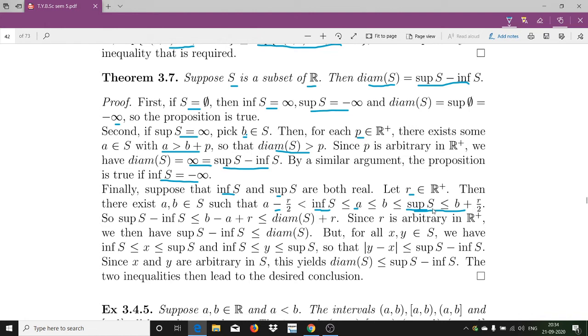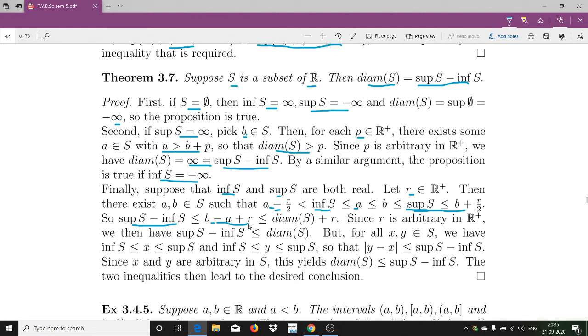Okay. So what I have, the infimum of S is greater than a minus r by 2. Therefore minus the infimum of S will be less than minus of a minus r by 2. Therefore I will have the supremum of S minus the infimum of S less than or equal to b plus r by 2, that was here, minus of a minus r by 2, that means b minus a plus r by 2 plus r by 2, which is r. So I will have the supremum of S minus the infimum of S is less than or equal to b minus a plus r.